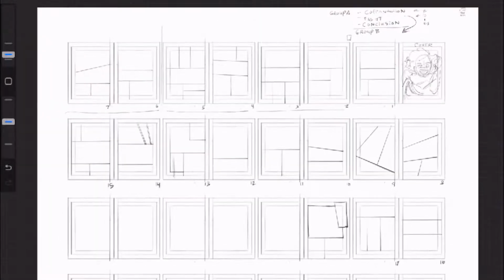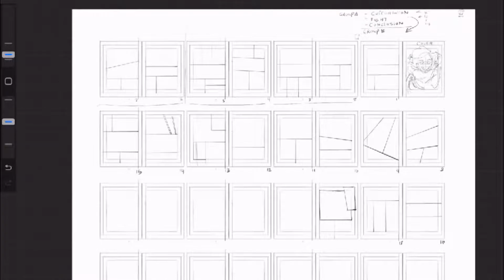Hmm. Okay, so I kind of like the energy of that. Yeah, I like the energy of that. I think it's pretty cool. So now this is kind of how I start my comic stuff at this point. Then what I do is go to the next part.